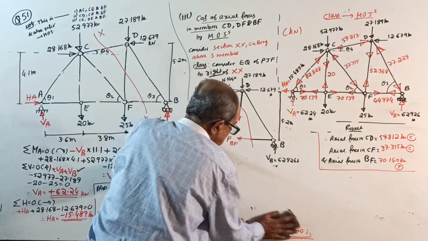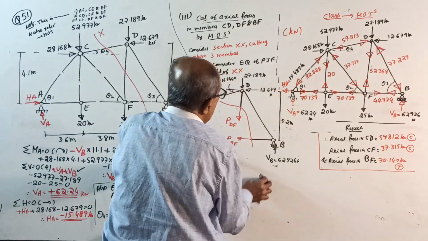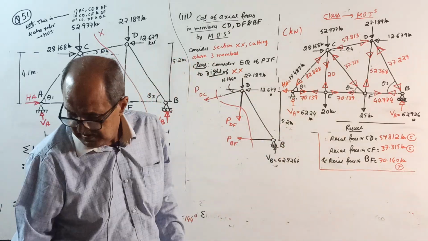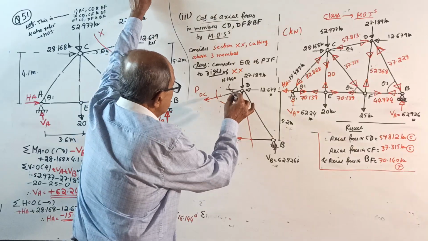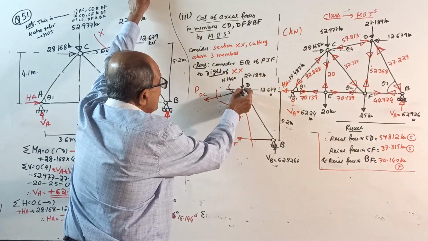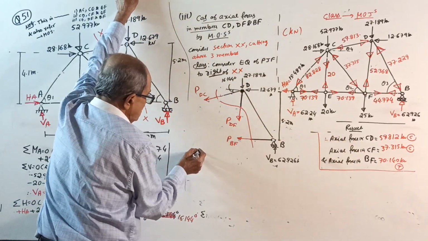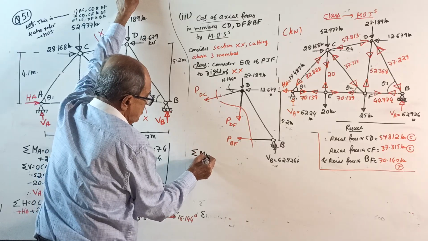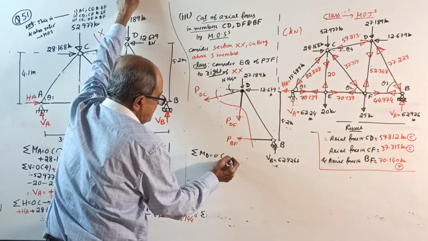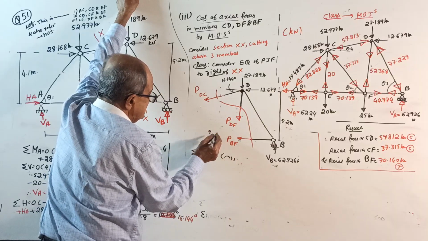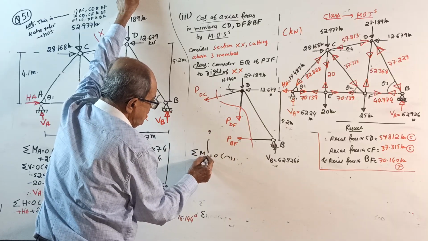The 3 point also is not there. Now only the height is there. Okay, start. Among the 3 unknowns, 2 unknowns are meeting at D. So, sigma M about D equals 0, taking clockwise positive. Why D? You write the reason why I took moment about D.